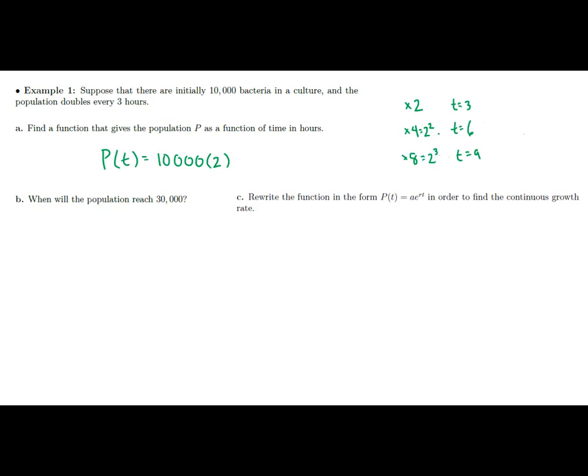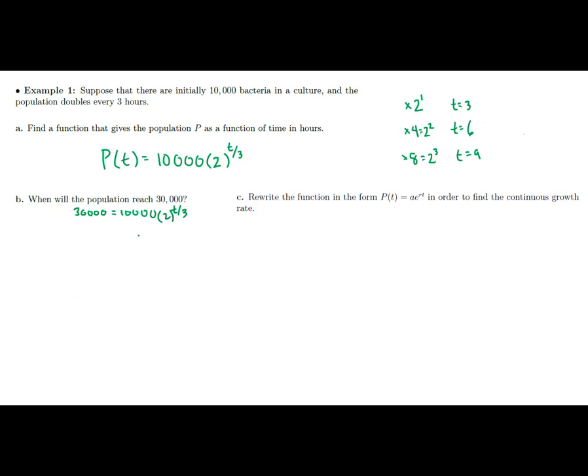And so if we look at the relationship between this exponent here, and I can put a little 1 right up here, and the amount of time that's gone by, we're just dividing the time by 3. So that tells me that I just put a t over 3 here for my function value. So then it asks me, when will the population reach 30,000? Well, I can put 30,000 in for P of t, and set that equal to 10,000 times 2 to the t over 3.